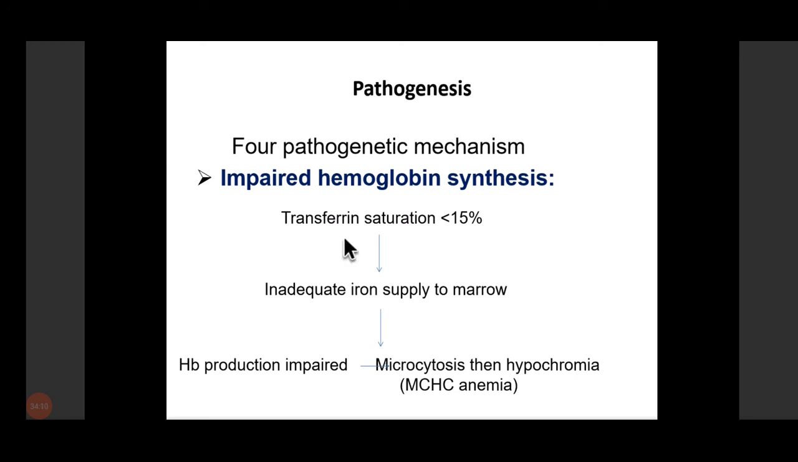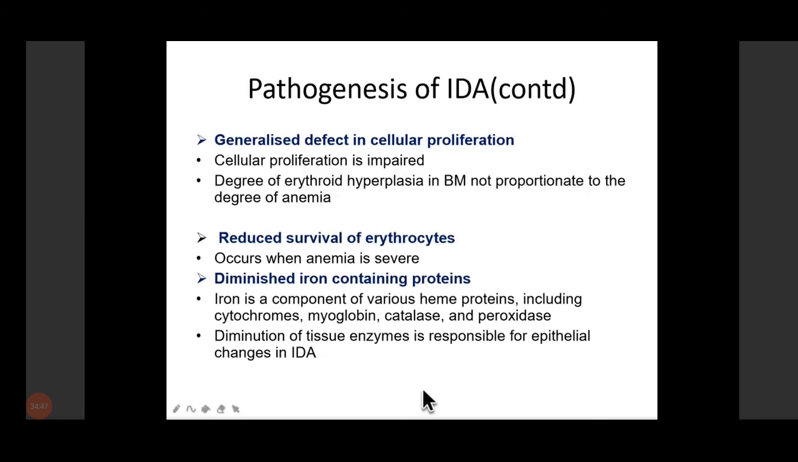For pathogenesis, their mechanism is that there is impaired hemoglobin synthesis. So the hemoglobin synthesis is impaired. Transferrin saturation is usually less than 15%. When the transferrin saturation, which is transferring the iron, is less, the iron which is going to the marrow is inadequate, leading to impaired hemoglobin production, which will lead into microcytosis. Whatever iron is available will be formed in these red cells, which will lead on to small red cells with hypochromia. So it is a common cause of microcytic hypochromic anemia.